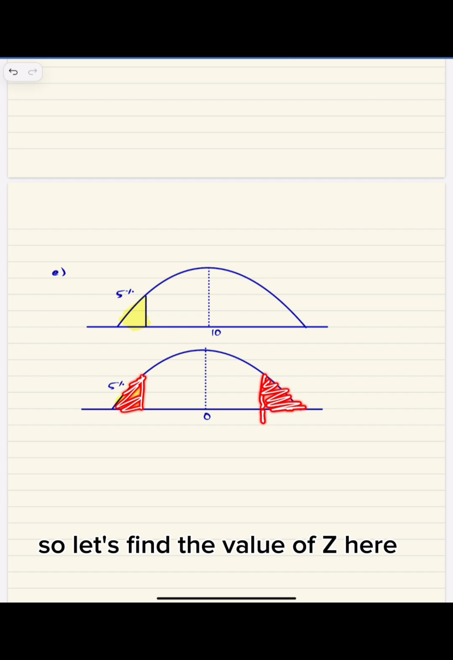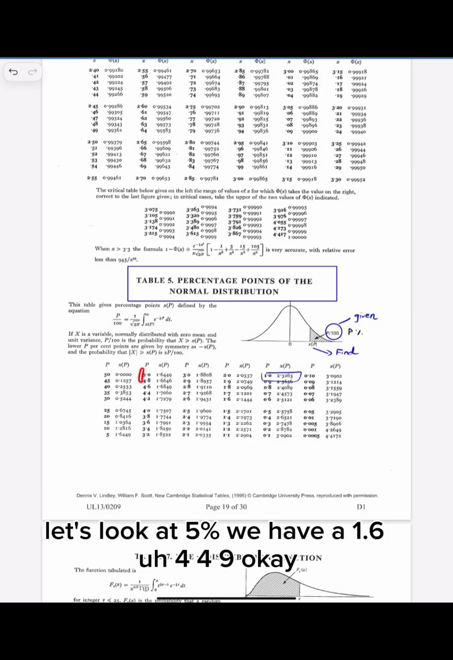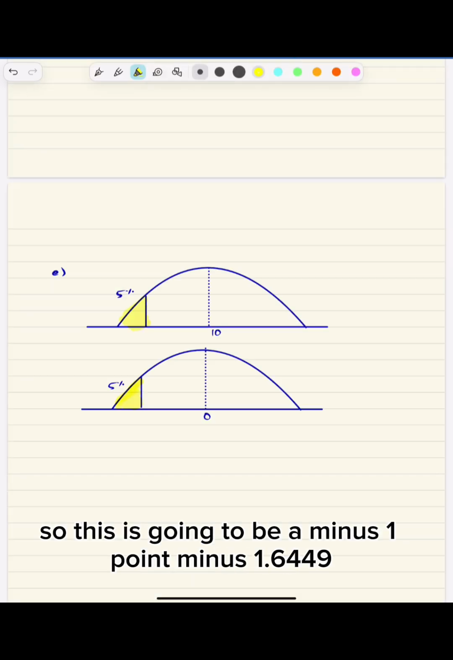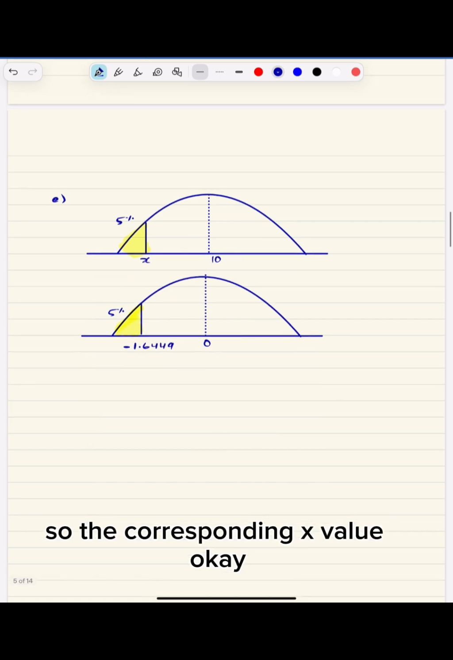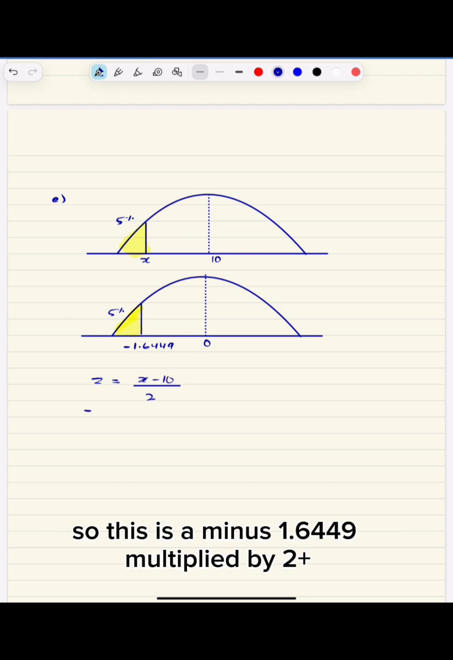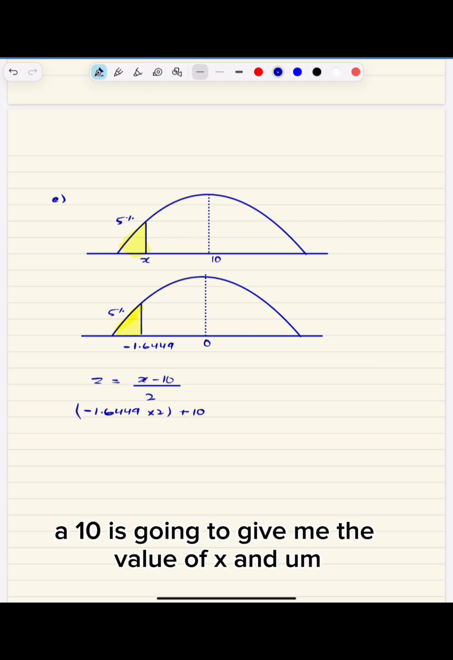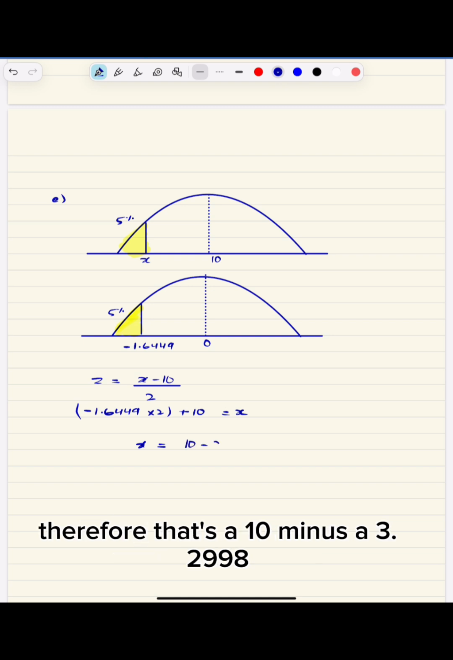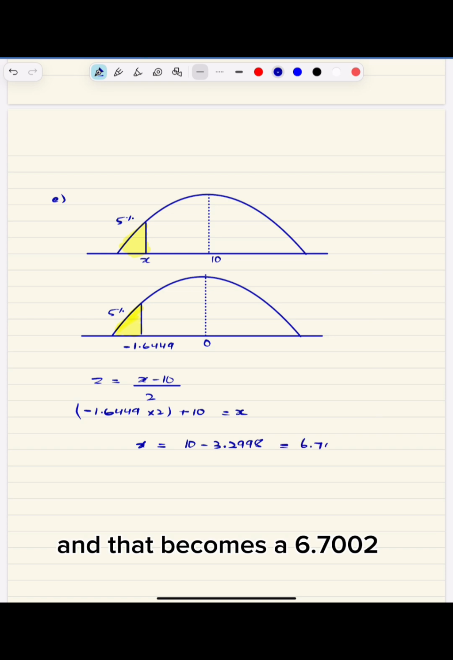So let's find the value of z here. Let's look at 5%. We have a 1.6449. So this is going to be a minus 1.6449. So the corresponding x value: z is equal to x minus 10 over 2. So this is a minus 1.6449 multiplied by 2 plus a 10 is going to give me the value of x. And therefore that's a 10 minus a 3.2998, and that becomes a 6.7002.